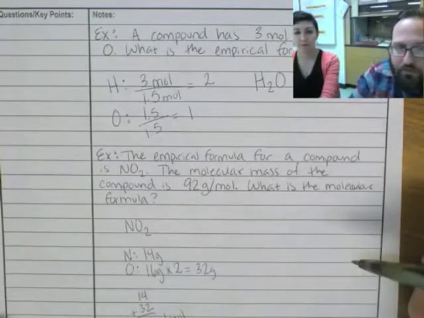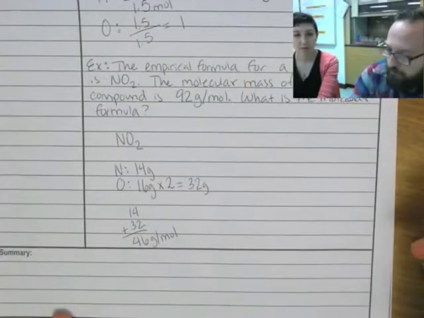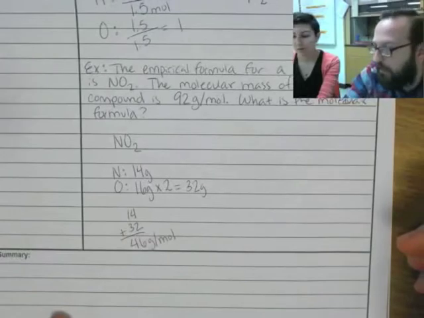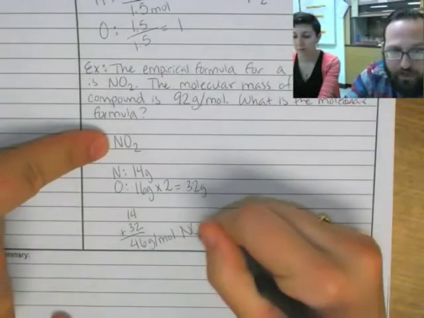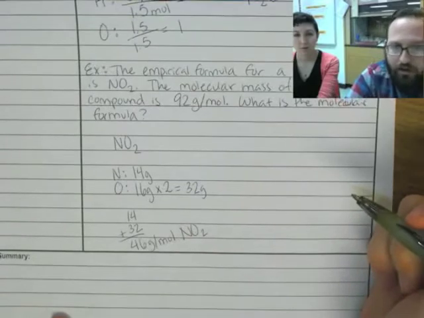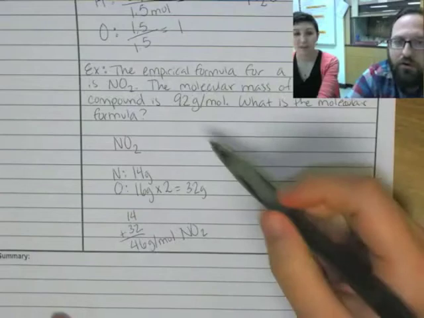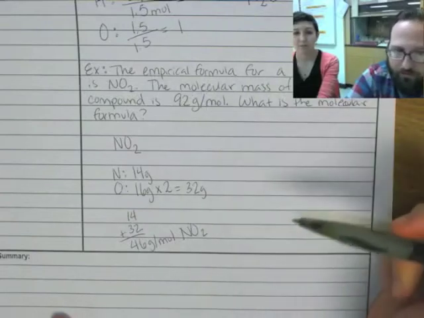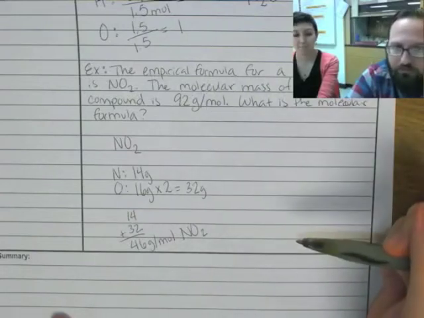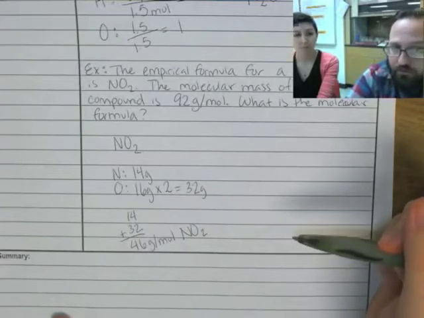So 46 grams per mole is the molar mass of NO2, but that's not how many atoms there are in a real molecule of this. It says it's 92, so that's a lot heavier. So we've got to figure out how many more NO2s we need in order to have the real molecule.